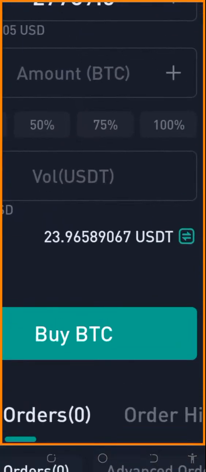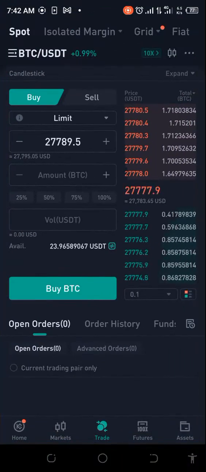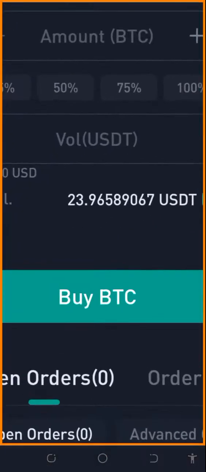We've got 23.9658. Now, don't forget that we had to pay fees. It was 23.98. But of course, don't forget about 2 cents will be removed. That's about 0.1%. So we're left with 23.965. Let's just talk about 23.96.